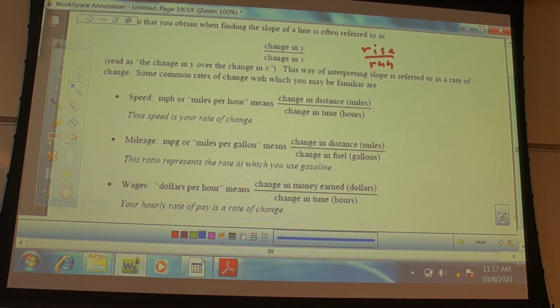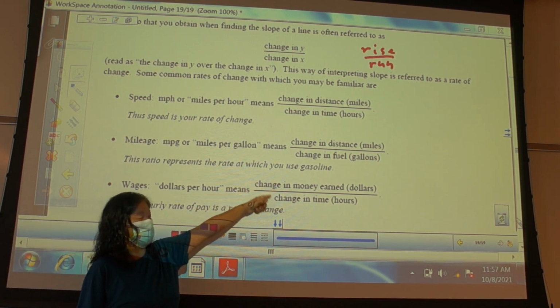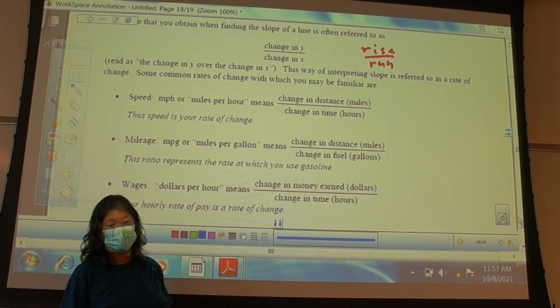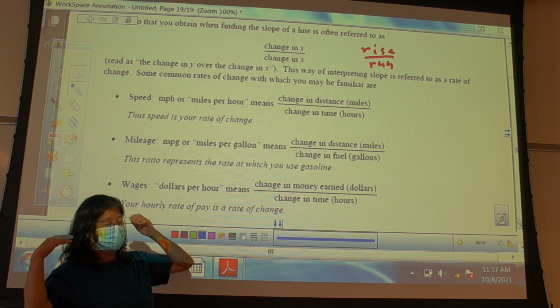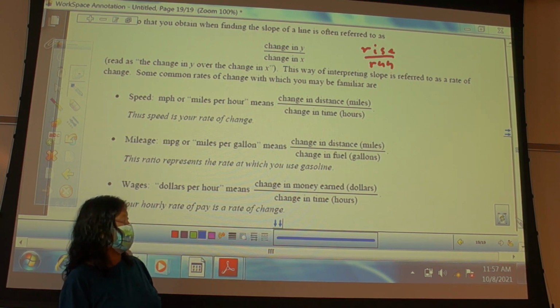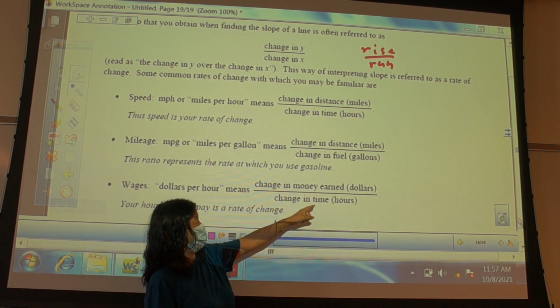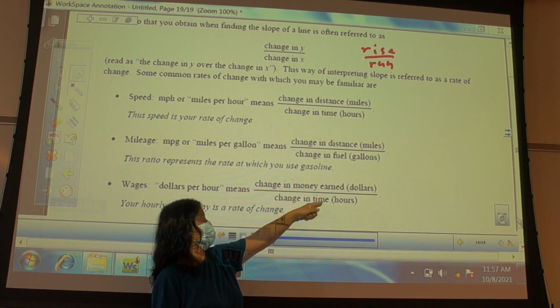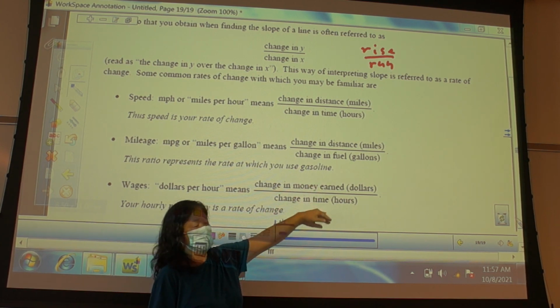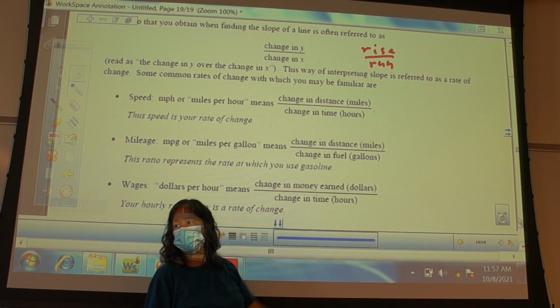Or dollars per hour. You're totally used to that one, right? How many dollars you earn per hour. So if I earn $12 per hour and I work 16 hours, it should be 16 times 12.